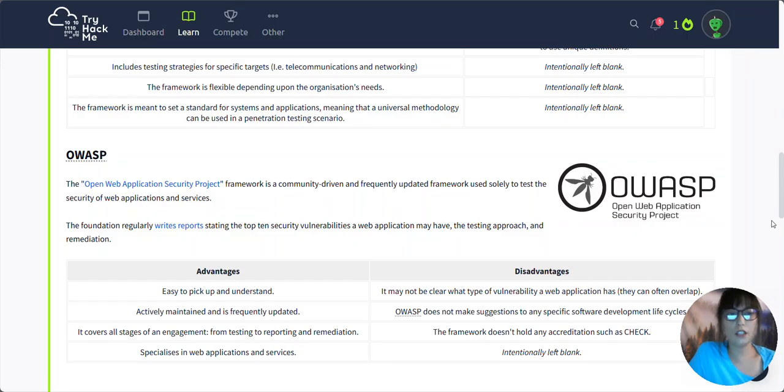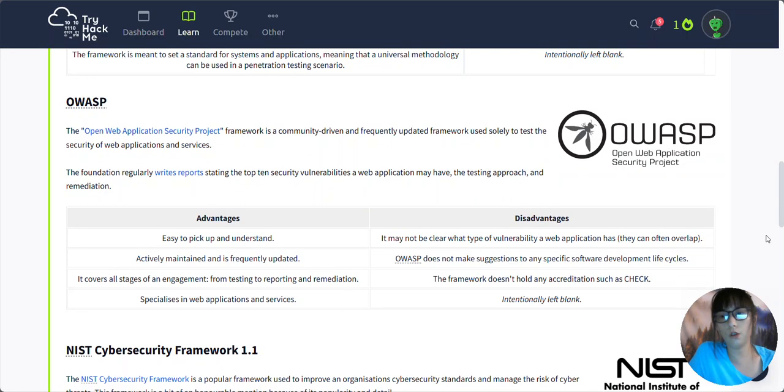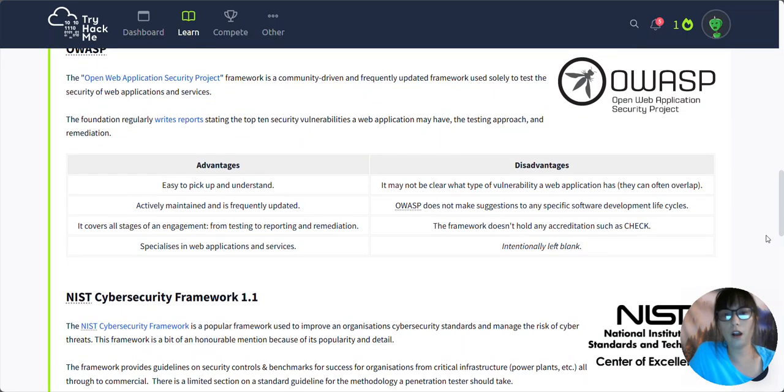The disadvantages of OWASP are 1, it may not be clear what type of vulnerability a web application has. They can often overlap. 2, OWASP does not make suggestions to any specific software development life cycles. And 3, the framework doesn't hold any accreditation such as CHECK.